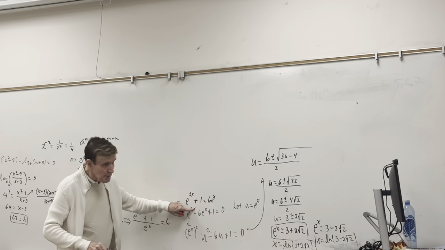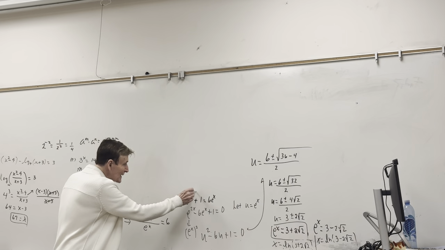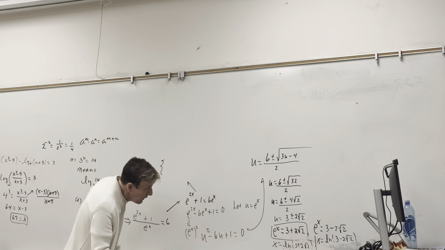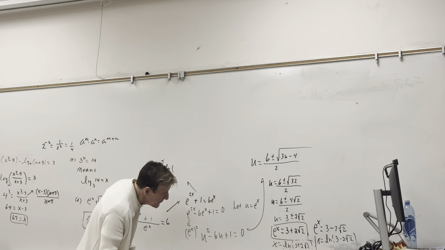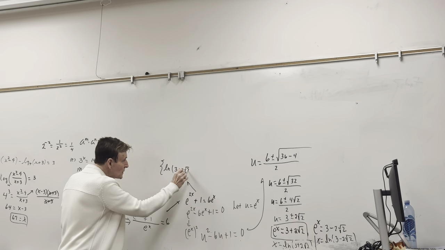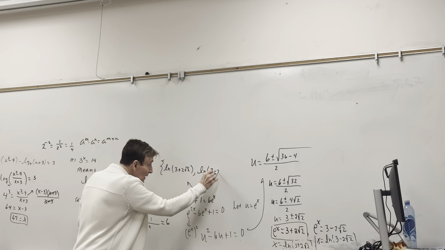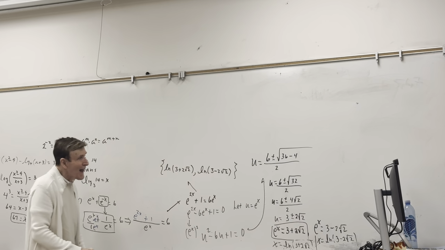Where's the problem? Oh, here's the problem. Here's the original problem. Right now you have strange answers. One is what? ln of 3 plus 2 radical 2. And with some thought, we're going to even accept the other one. Wow.